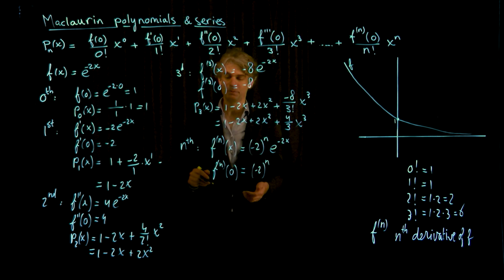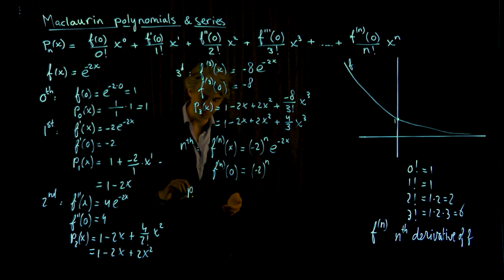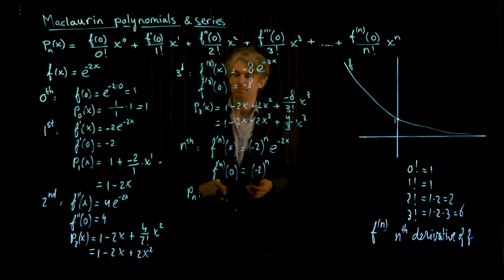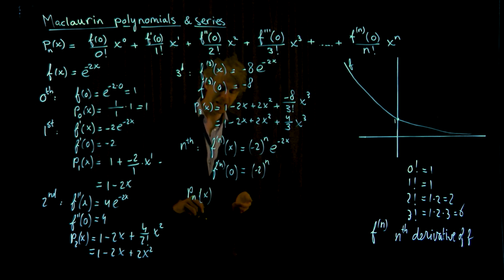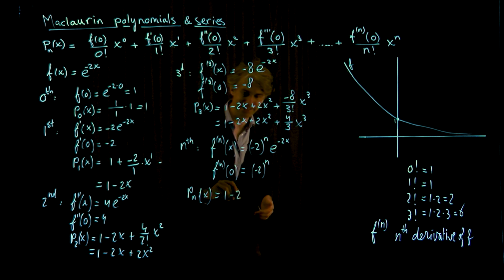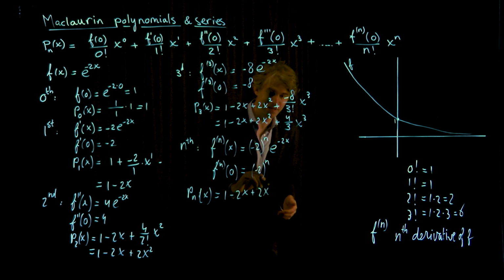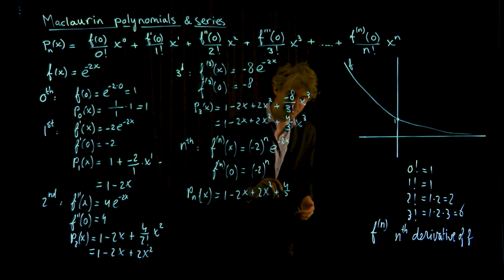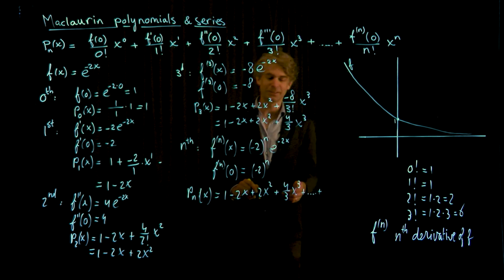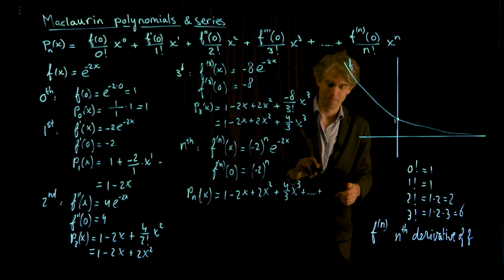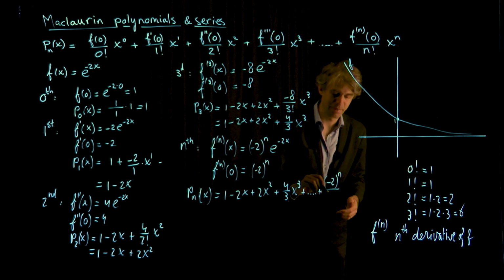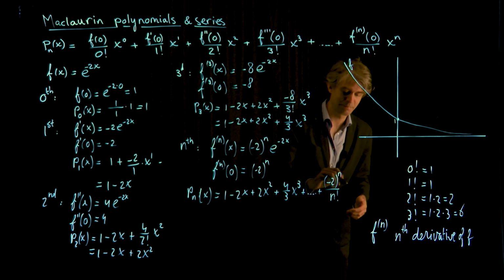And indeed, what we would get with our nth polynomial is that p_n of x equals everything we already had. So 1 minus 2x plus 2x squared plus 4 over 3 x cubed plus, and now the famous dots, until we reach the formula minus 2 to the power n divided by n factorial times x to the power n.